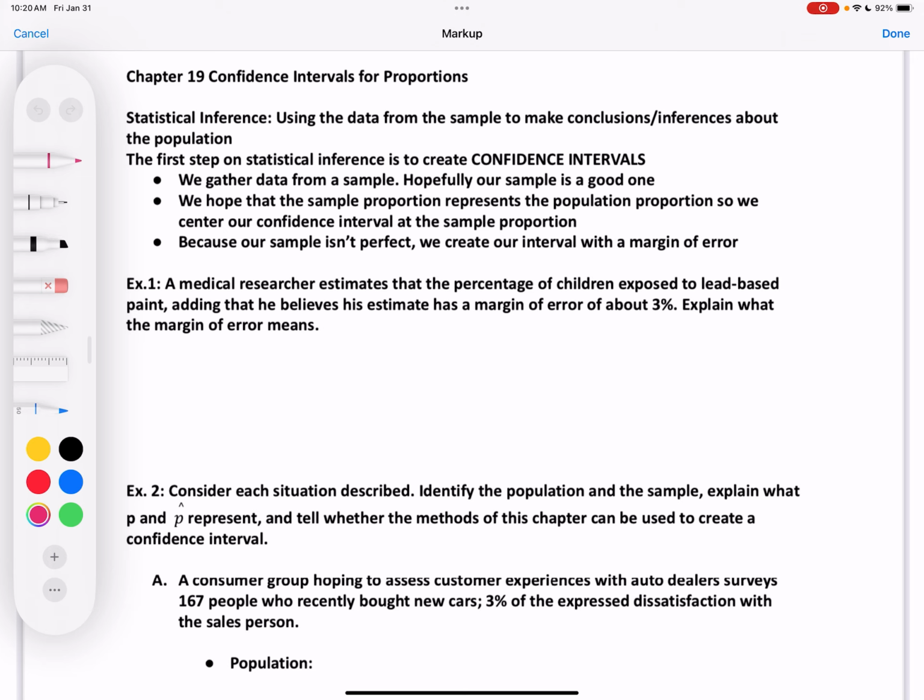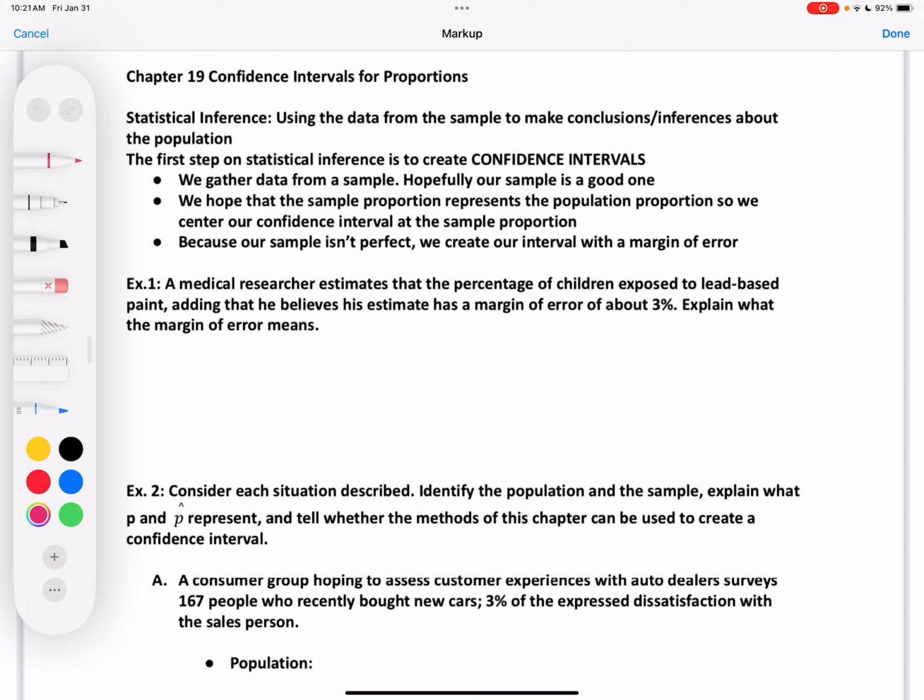Time. All right, so statistical inference, using the data from a sample to make conclusions or inferences about the population. The first step in statistical inference is to create confidence intervals. Oh, I forgot, we're on a completely different thing now. We're now on confidence intervals, and that's where we'll be for the next little bit.